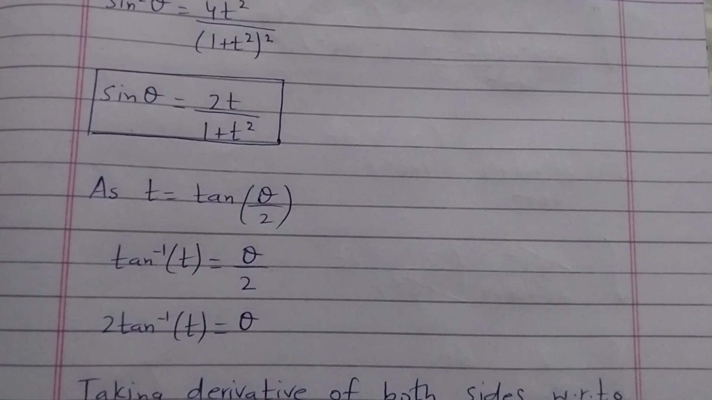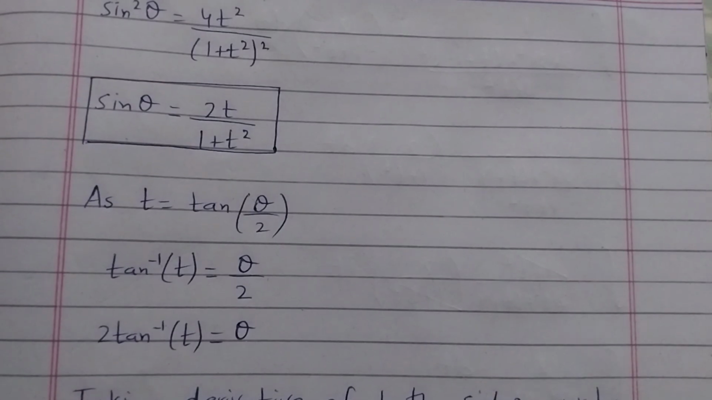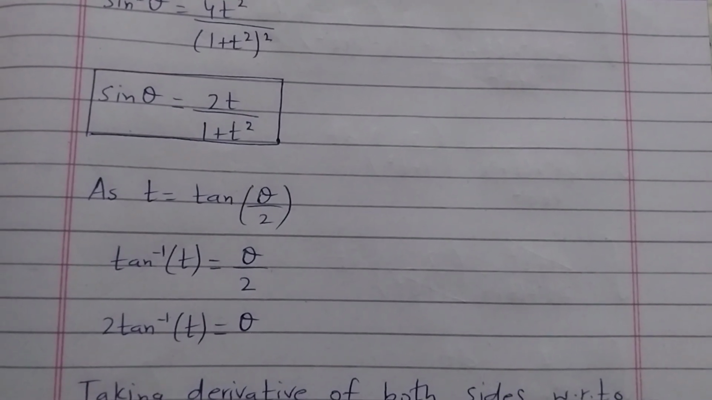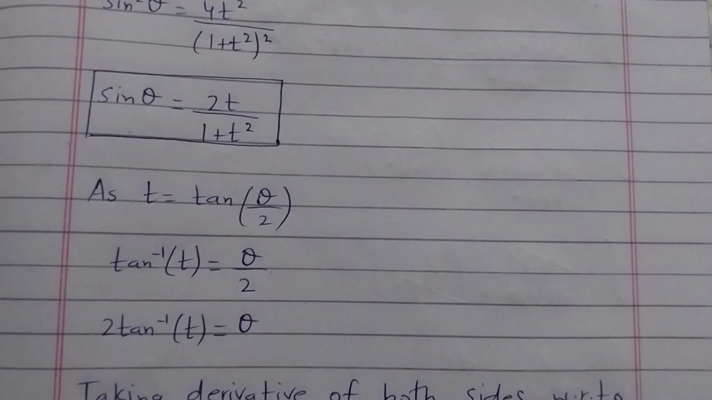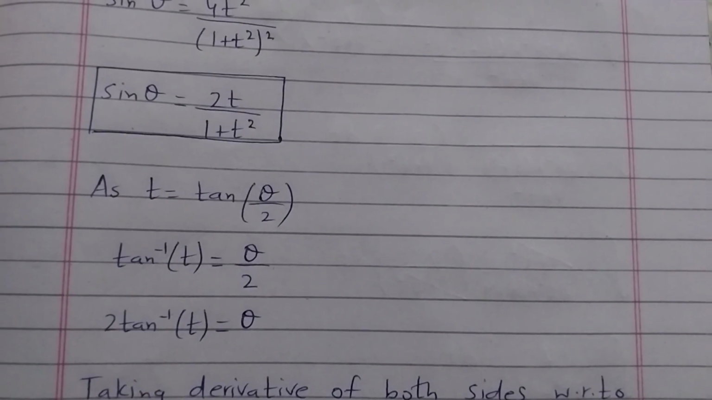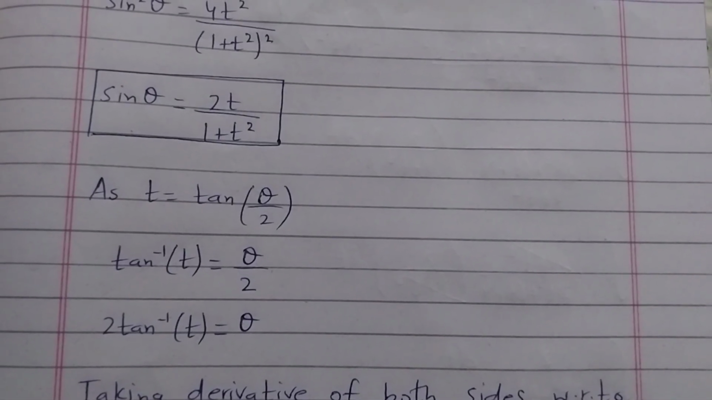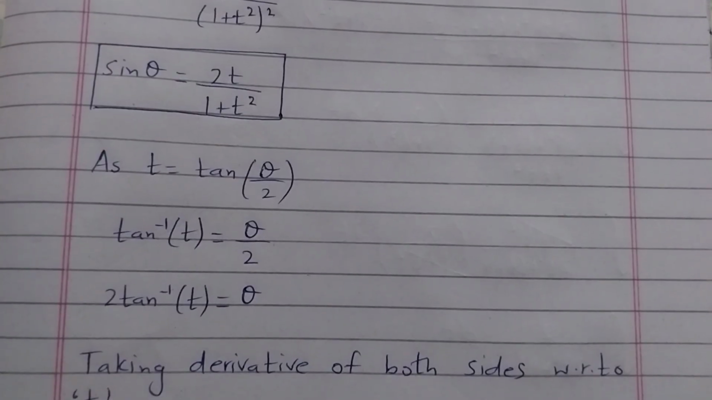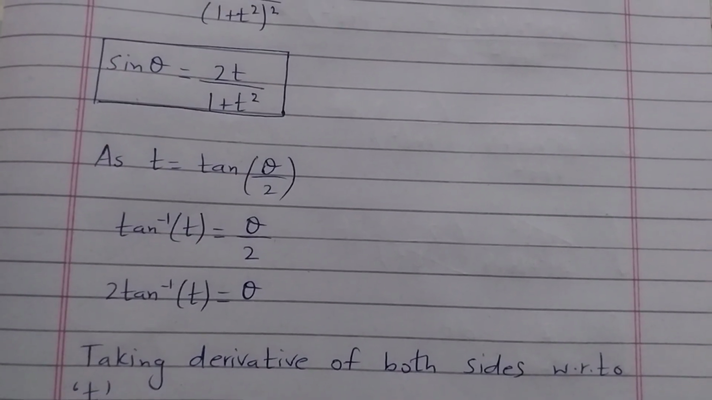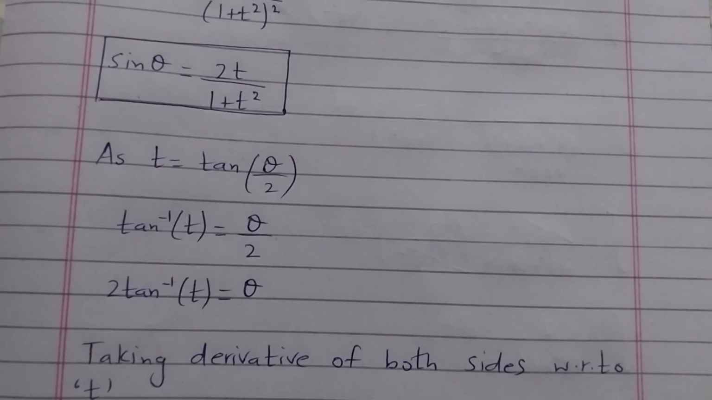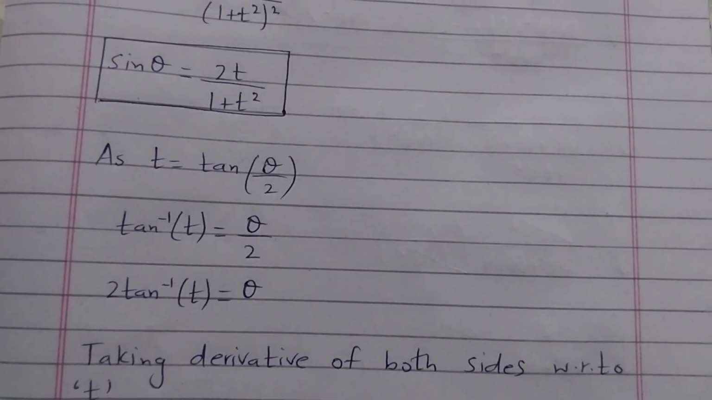So tan inverse and tan are inverse functions, so they cancel out. So we are left with theta by 2. So tan inverse of t is equal to theta by 2, and now we need to move this 2 onto the left side. This 2 was being divided, so on the left side it will be multiplied, so 2 tan inverse of t is equal to theta.